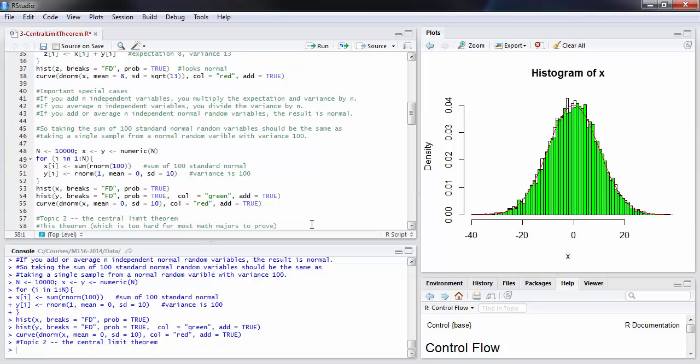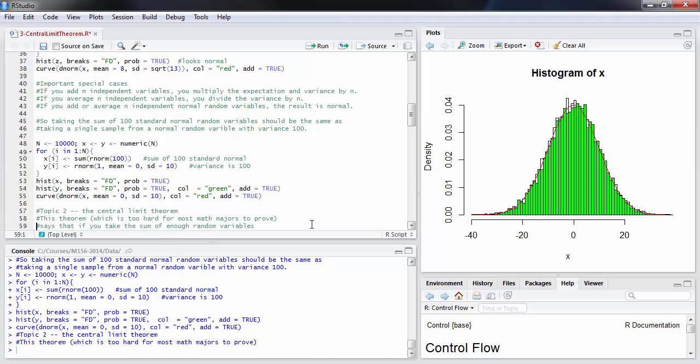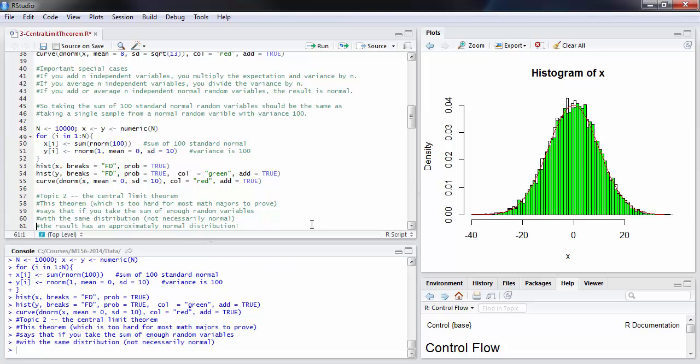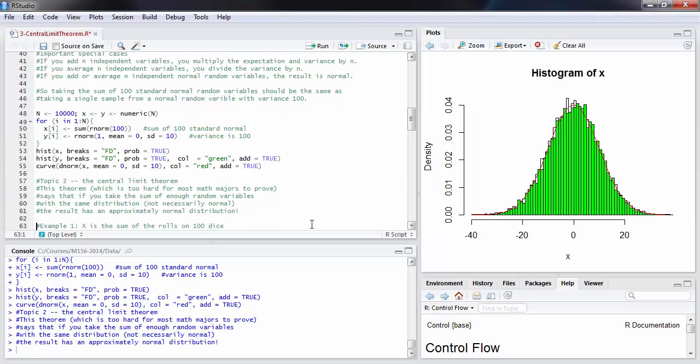What the central limit theorem says is that this same phenomenon occurs even if you don't start with a normal distribution. If you take the sum of enough random variables, all of which have the same distribution, then the result will have an approximately normal distribution. So let's try this.